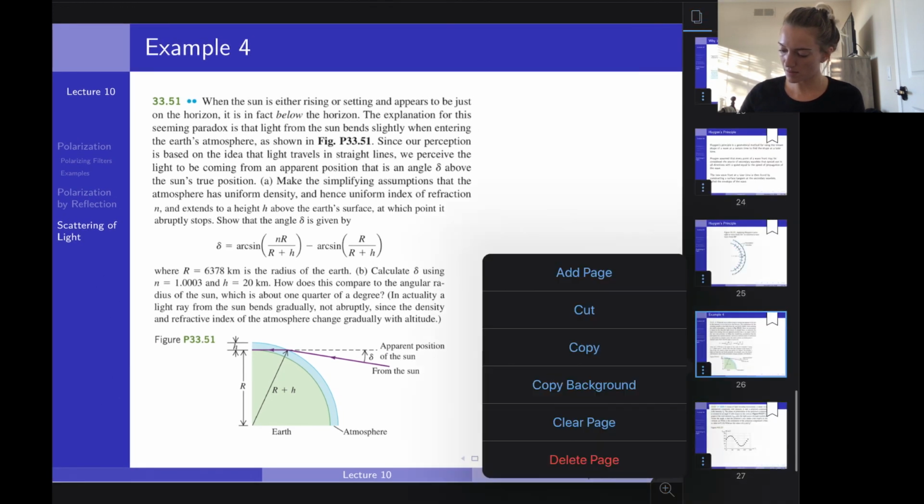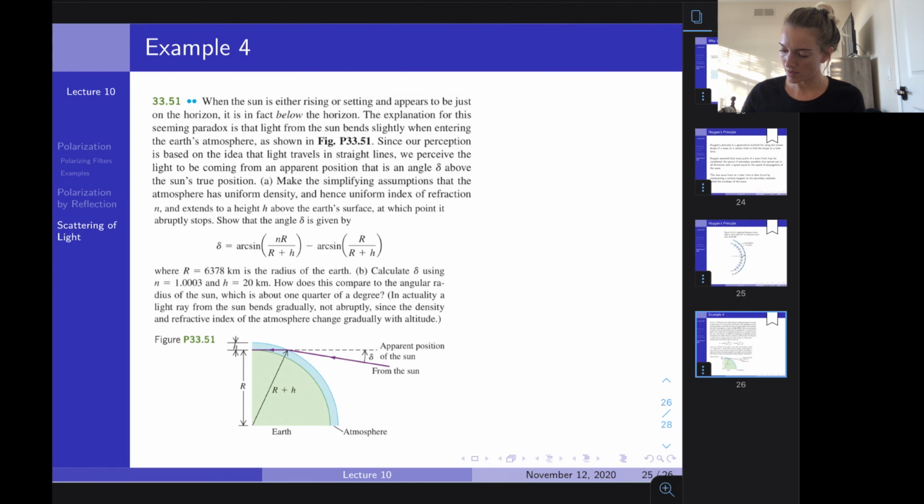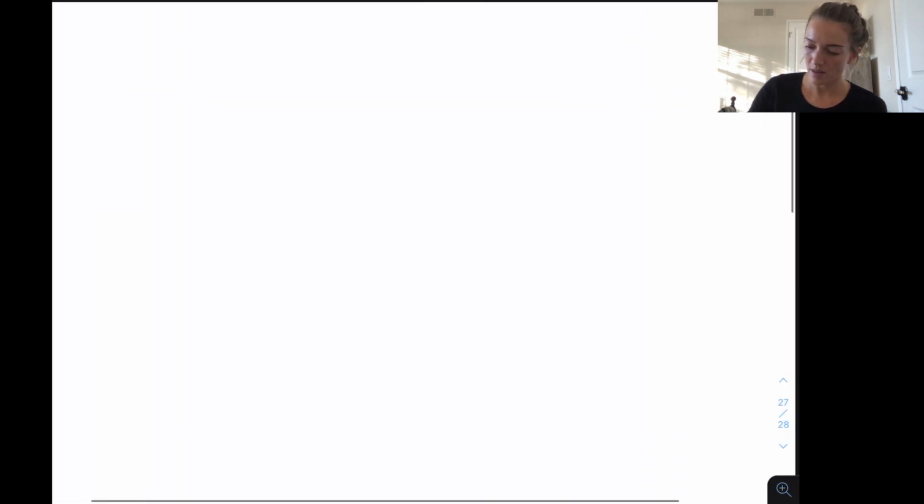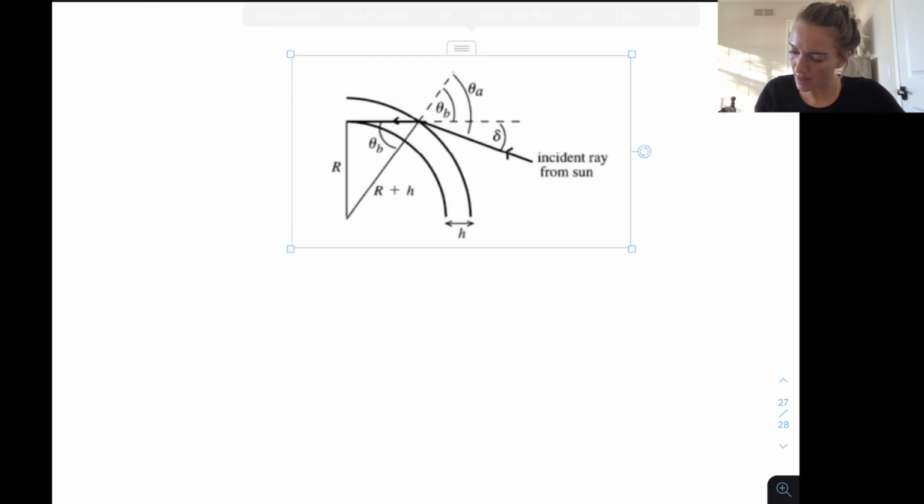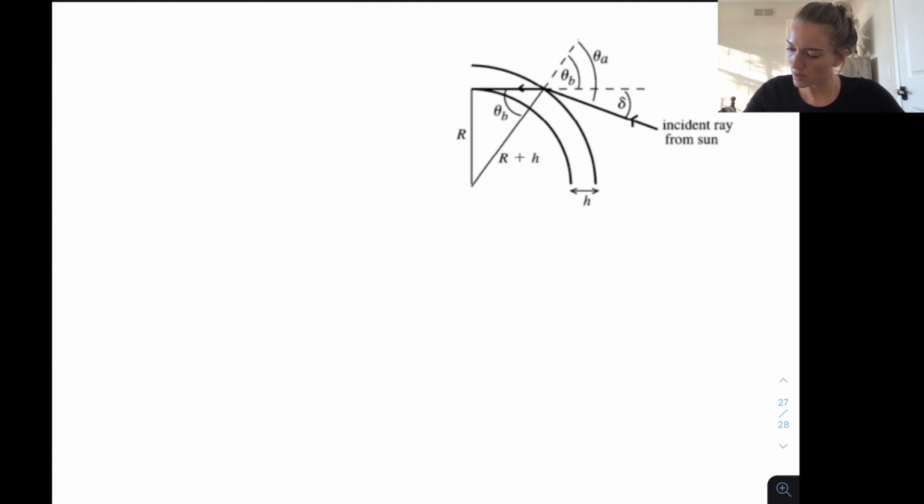So the first thing we want to do is draw a picture. Okay, and here is a little schematic of what's going on. So just to recap here, this is the atmosphere in here. This is the radius of the Earth out to here. And then this is our angle, our sun is coming in at this angle delta.